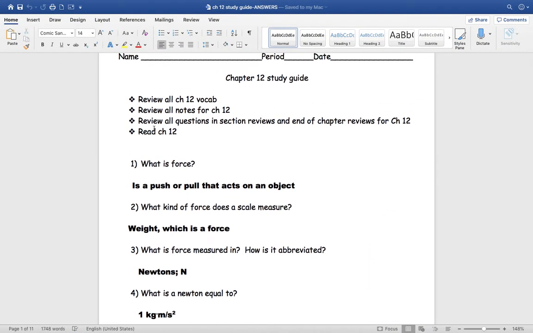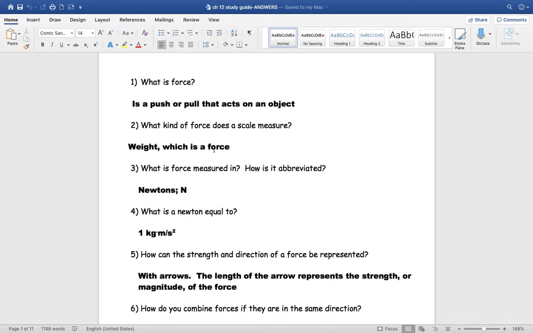All right, hey everybody. We're gonna have a test tomorrow, so let's go over the study guide. All right, what is force? Force is a push or pull that acts on an object. Number two, what kind of force does a scale measure? A scale measures weight, which is a force.